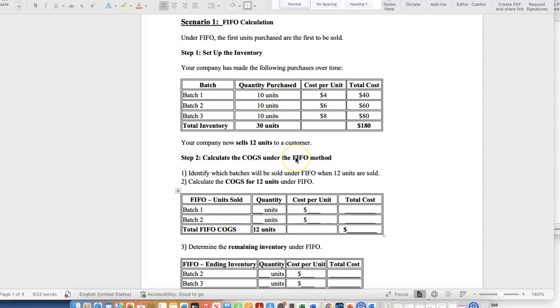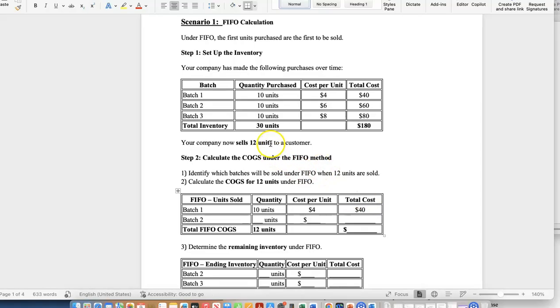Under FIFO, since these units are all identical, FIFO tells us go to the first units purchased and cost them out. Okay, so we need a total of 12. We'll take all 10 of the units from this first batch. So right here, I'm going to put 10 units, and the cost per unit was $4. So let's enter that amount here. Now the total from batch 1 is 10 units times $4, or a total of $40.